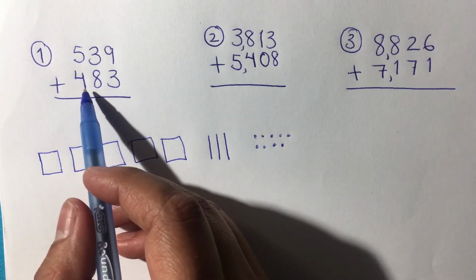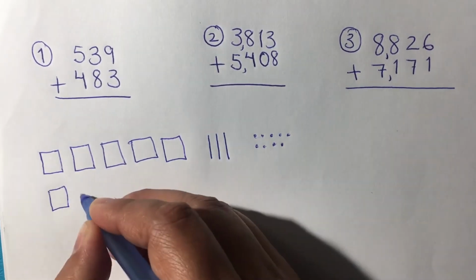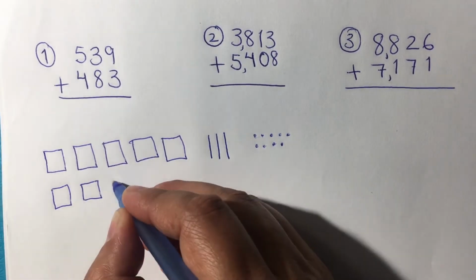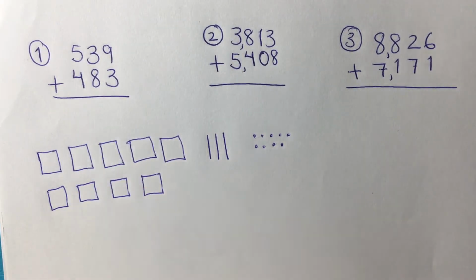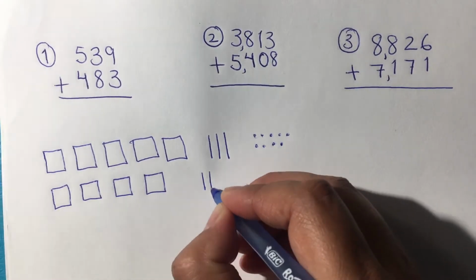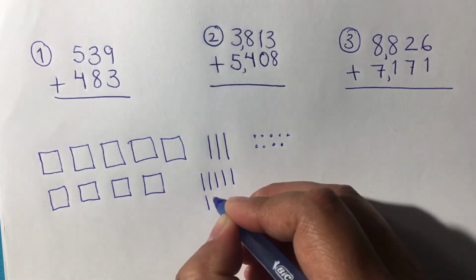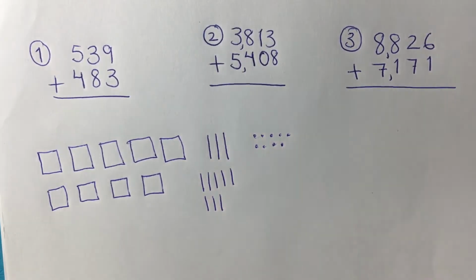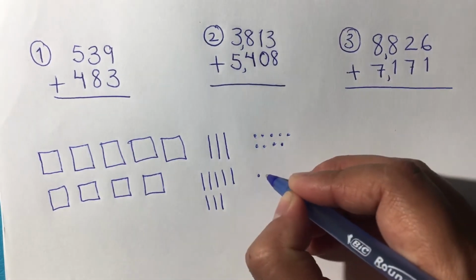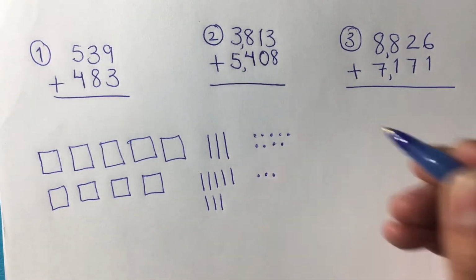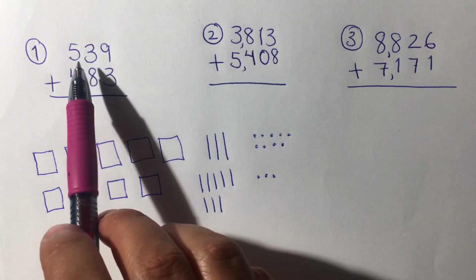The next number is 483. So 400 is 1, 200, 300, 400. 80 will be 1, 2, 3, 4, 5, 6, 7, 8 tens. That means 80. And 3 ones: 1, 2, 3. Let's say that this meant that I have $539.